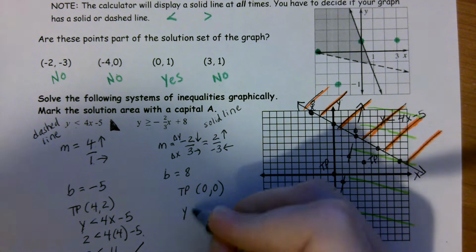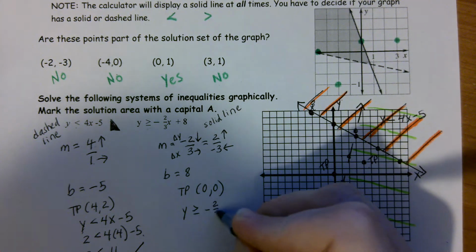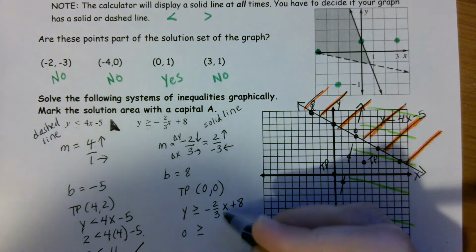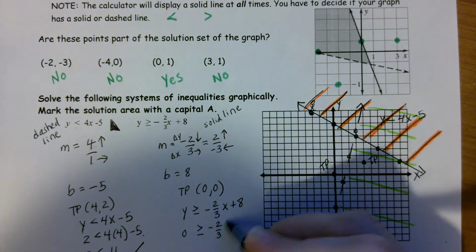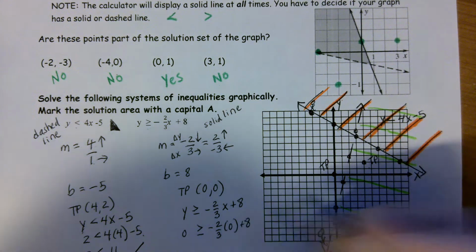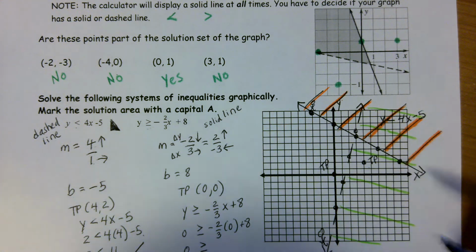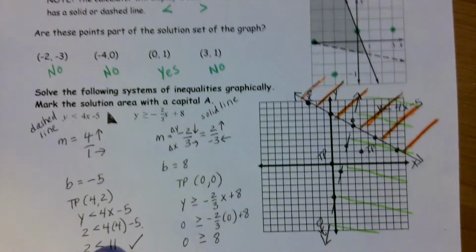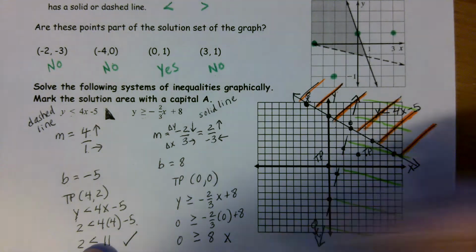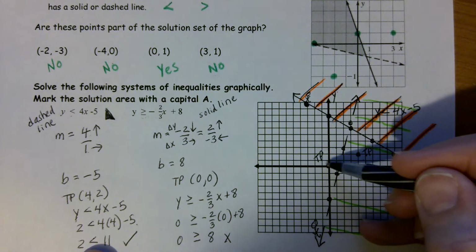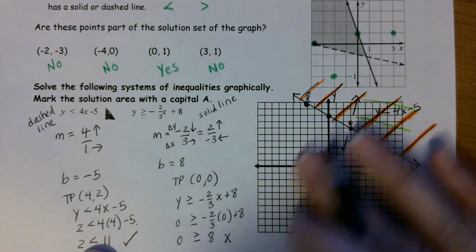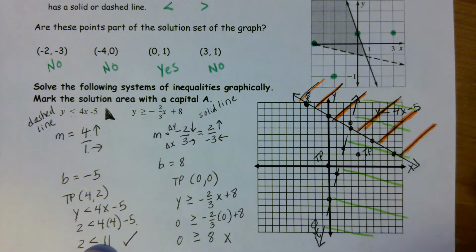I'm going to go to my inequality that I started with. In place of y, I put 0. In place of x, I put 0. And let's see what happens. Is it true that 0 is greater than or equal to 0 plus 8, greater than or equal to 8? That is not true, which means this testing point did not work, so this area should not be shaded, which is exactly what we thought.